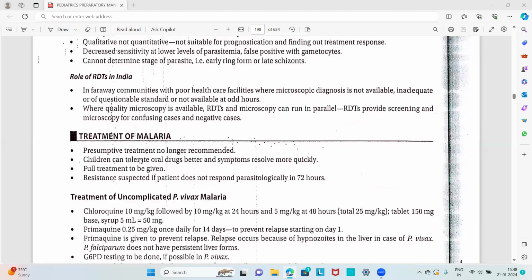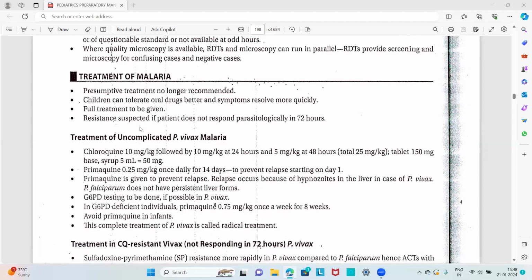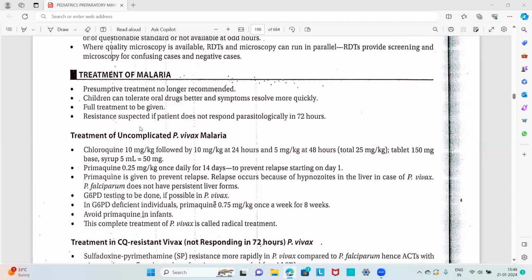Then, how will you treat a case of malaria? Children can tolerate oral drugs better and symptoms resolve more quickly. The full treatment is to be given, and resistance is suspected if the patient does not respond parasitologically in 72 hours. So that is, if there is no response within 72 hours of the administration of the oral drugs, resistance is suspected.